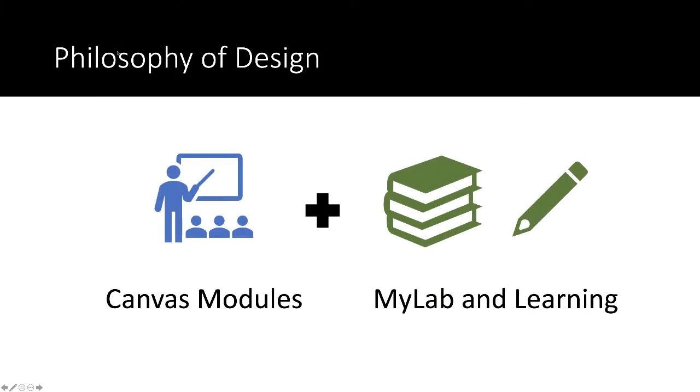It's important for you to understand the philosophy of design that was used to build this course so that you understand how to use the resources available. There are two distinct parts for this course. There are the Canvas modules and the MyLab and Mastering. It's important for you to utilize the resources available in both places in order to ensure your success in this course.